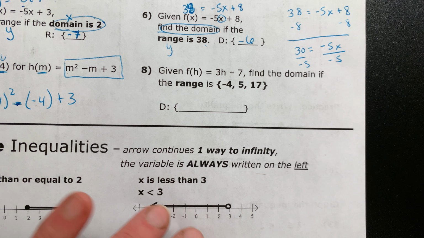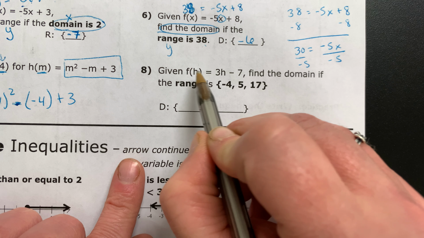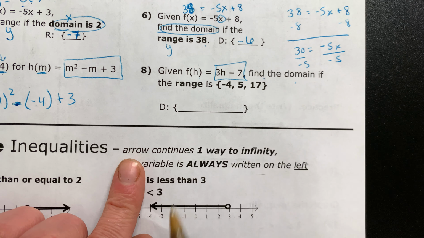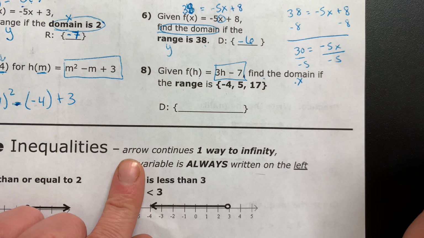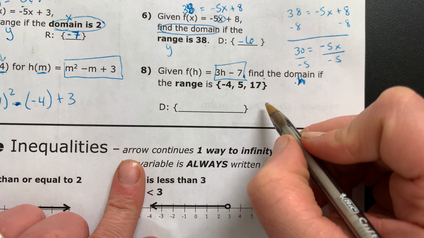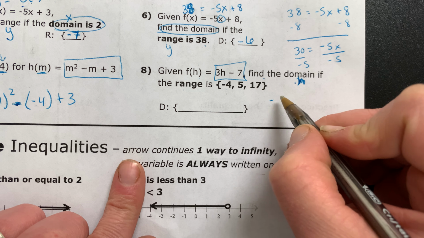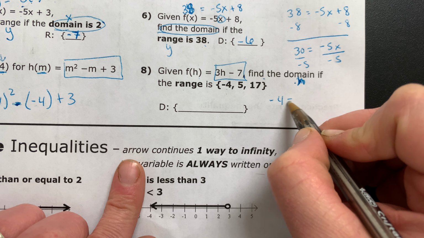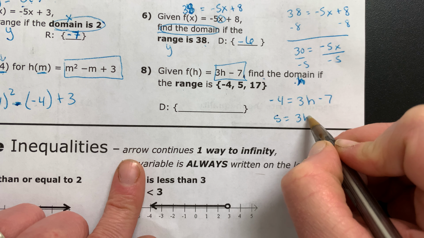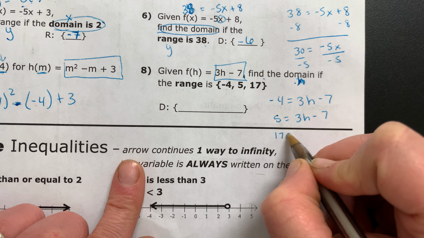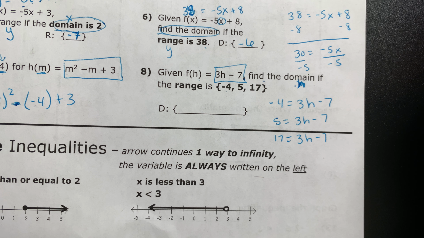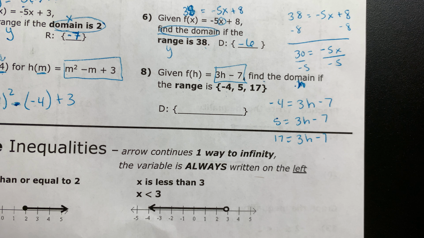Okay, number 8. Given the function with an h in it, here's my function with an h in it, find the domain if the range is these numbers. So domain is x, it wants me to find x, or in this case, h, if the range is these numbers. So I have to actually set up equations: -4 equals 3h minus 7. I also have to set up 5 equals 3h minus 7, and we will set up 17 equals 3h minus 7. On this one, we need to solve them all and put them in order from least to greatest.